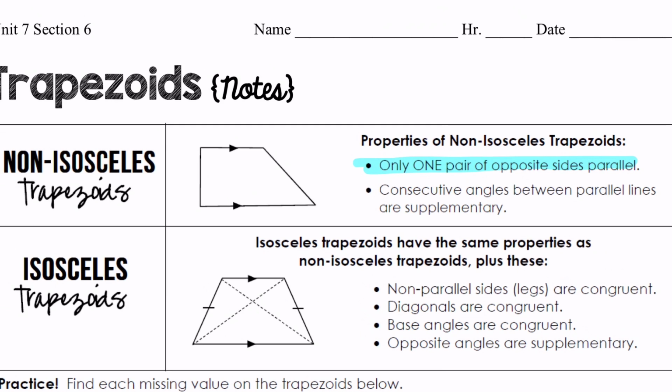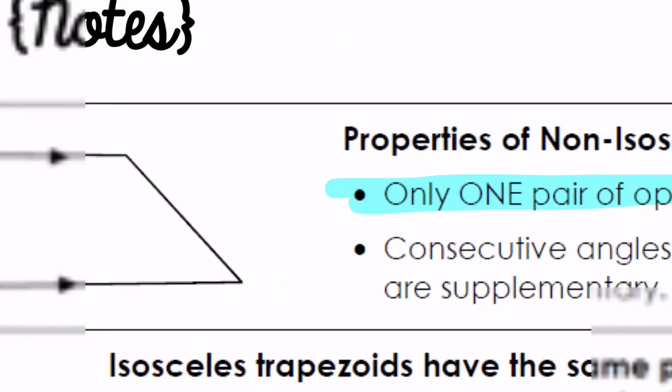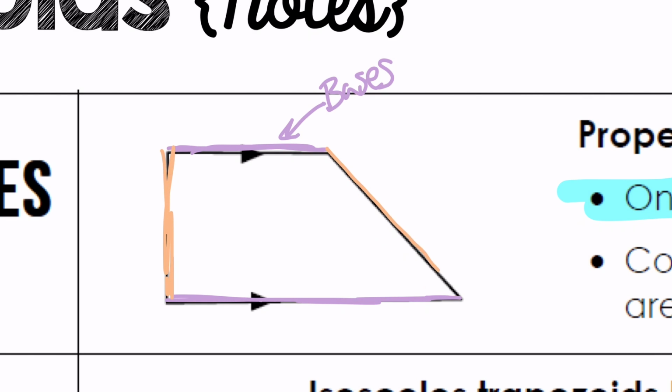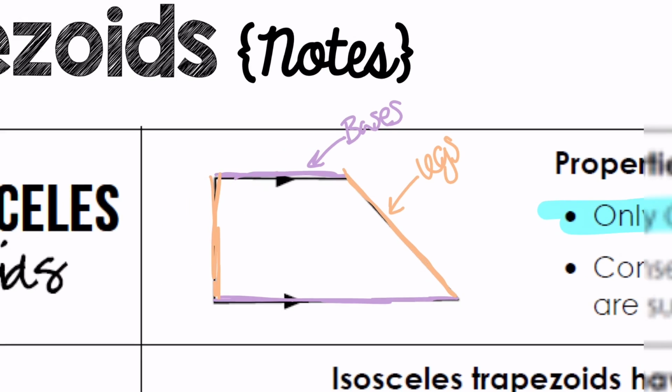So non-isosceles trapezoids also have consecutive angles between parallel lines that are supplementary. What that means is, here are my two parallel lines on my trapezoid. I forgot to say, the two parallel lines are what we call the bases of a trapezoid. The other two sides are the legs of a trapezoid. It's important to know these because some of the questions are going to mention this information, and I want you to make sure that you know what those mean.